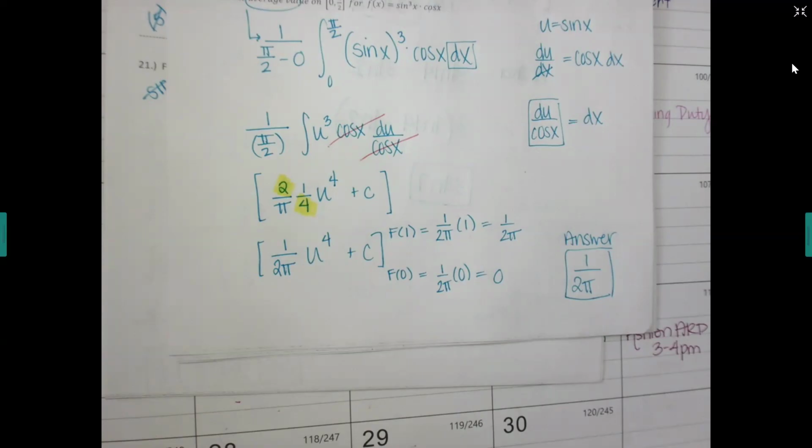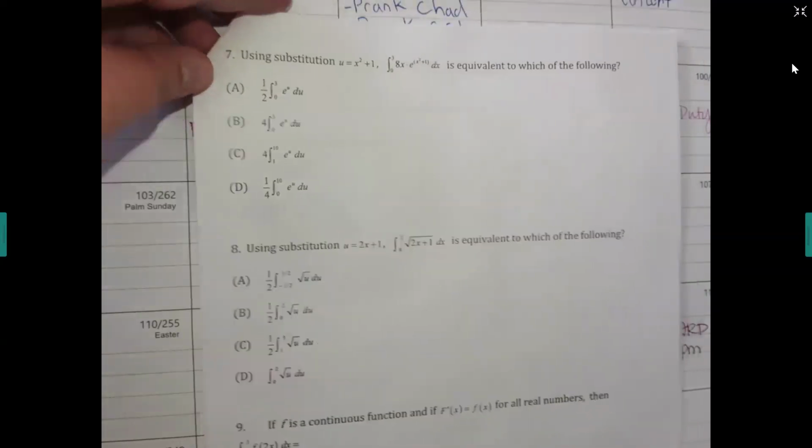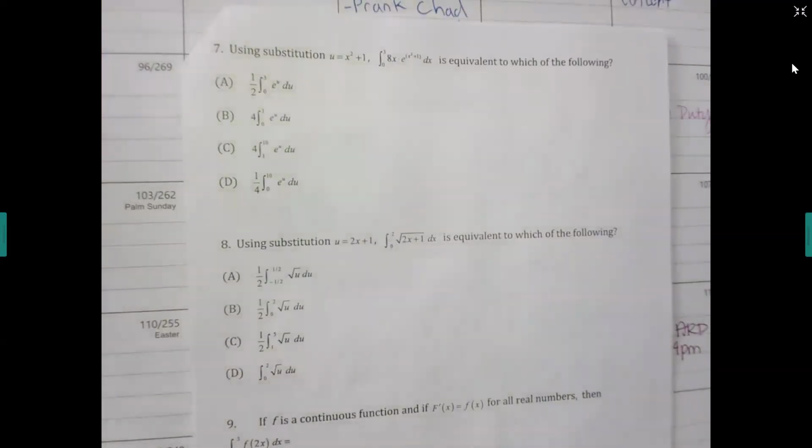Last thing we're going to do is I'm going to show you why you have to understand the endpoint change. So turn to number 7. This is the last page. Oh, I don't know how to number stuff. It's fine.